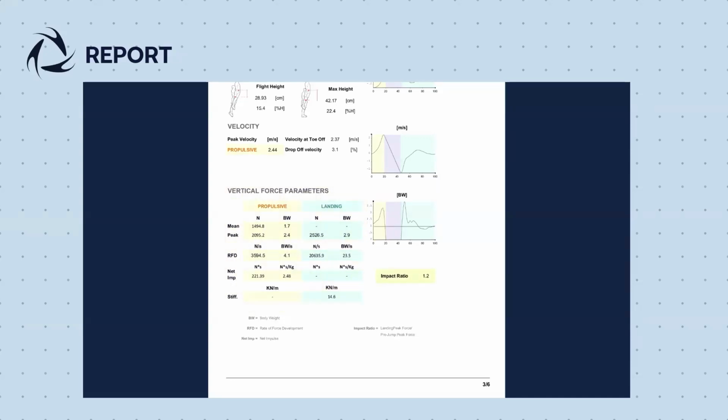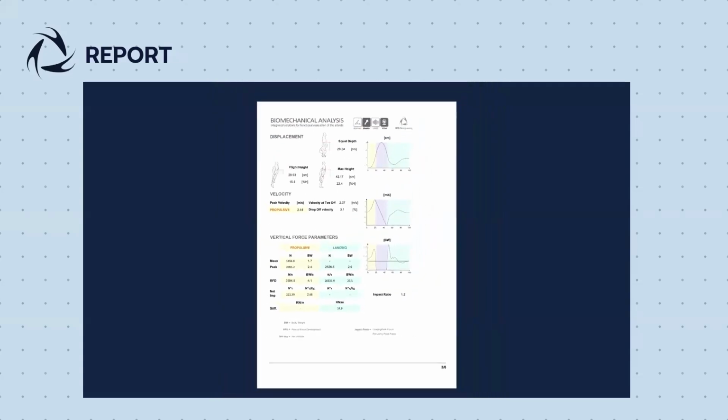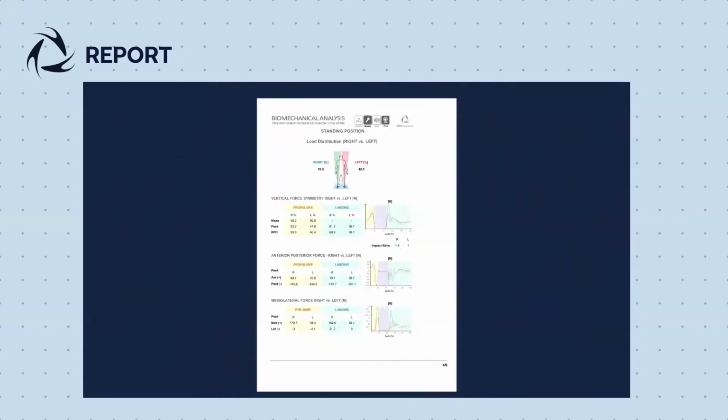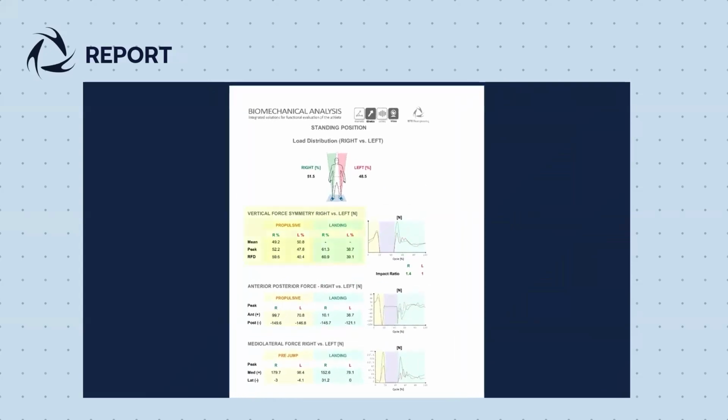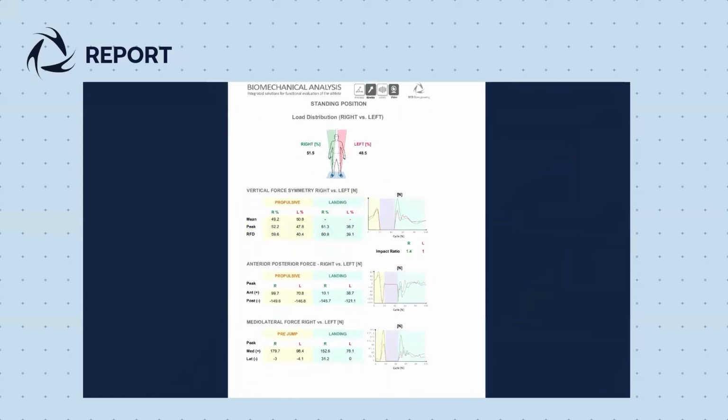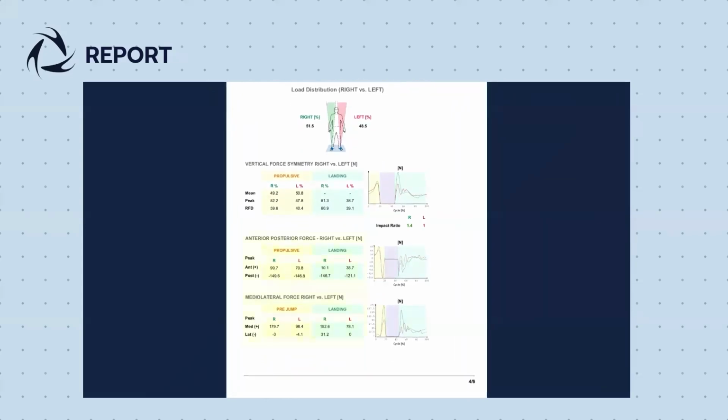When analyzing these indexes, we suggest to consider both impact ratio and stiffness together in order to have a more precise view of the athlete's movement at landing. The fourth page focuses on symmetry and load distribution. It evaluates the percentage distribution of mean and peak forces and RFD between the left and right sides during the propulsive and landing phases. The last two tables present peak forces for the anteroposterior and mediolateral components during the propulsive and landing phases for both the left and right limbs.